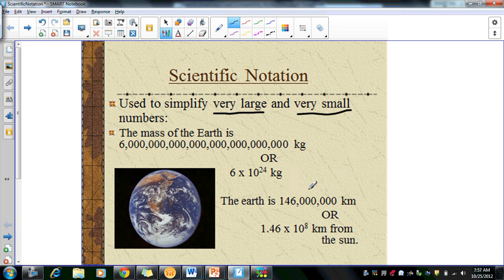The Earth is 146 million kilometers from the sun. And so again, this number is a little annoying to have to write, so we write it in scientific notation. 1.46 times 10 to the 8 kilometers from the sun.